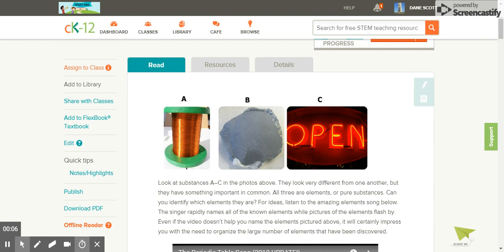As I read this, it will be helpful if you have out your periodic table that I've given you in class as we ask and answer some questions as we read. So here we go. 1.5, the modern periodic table.